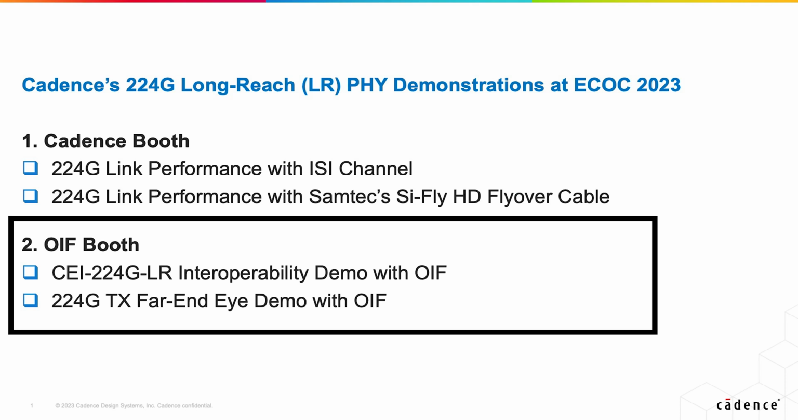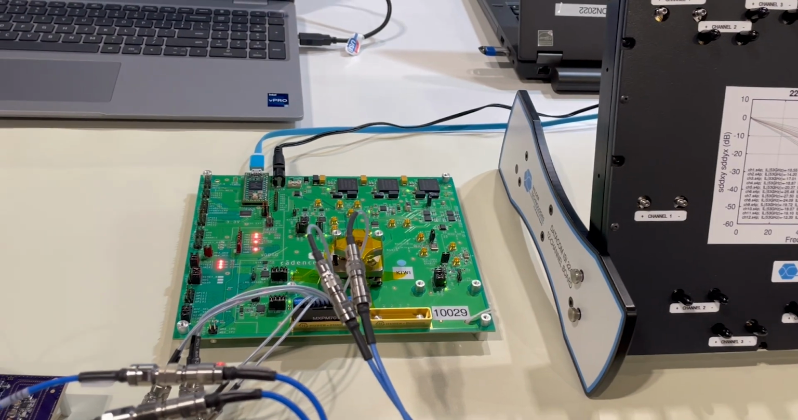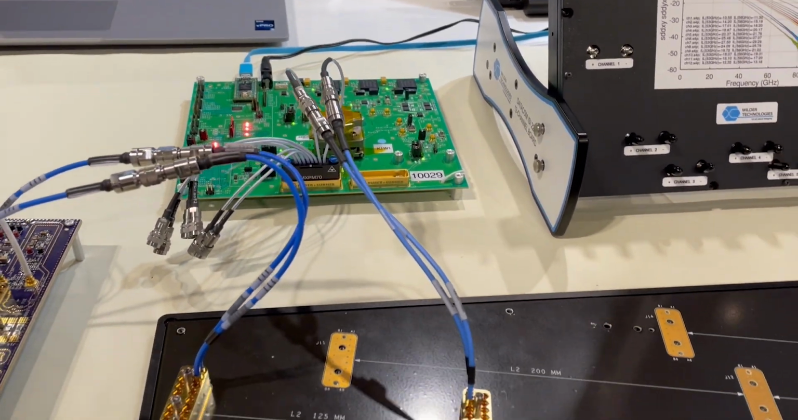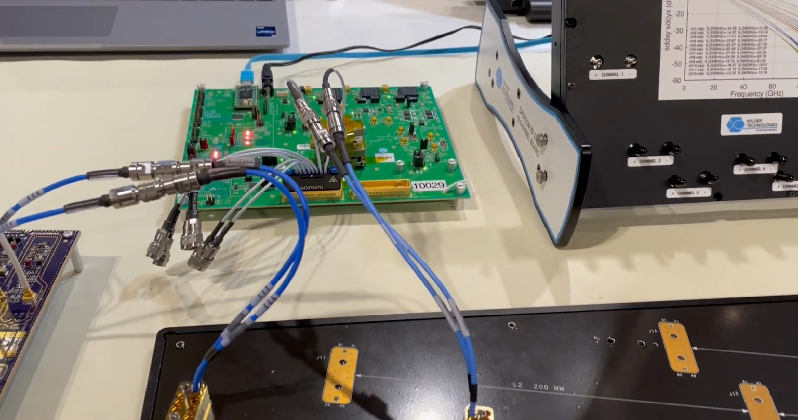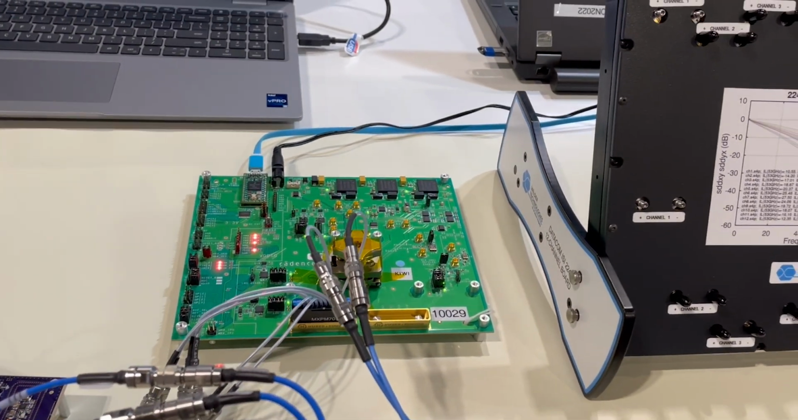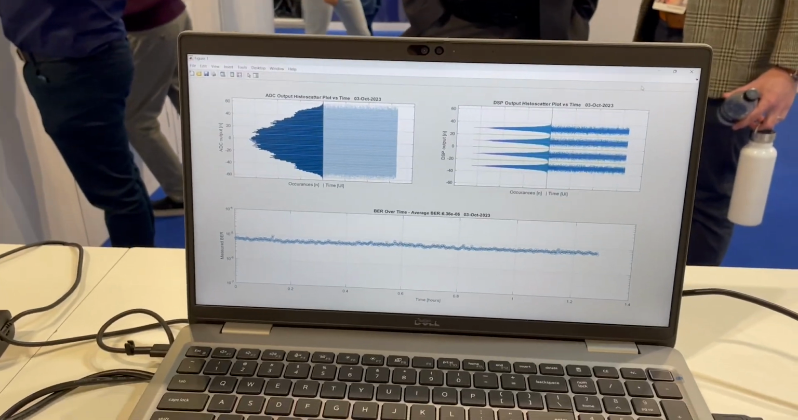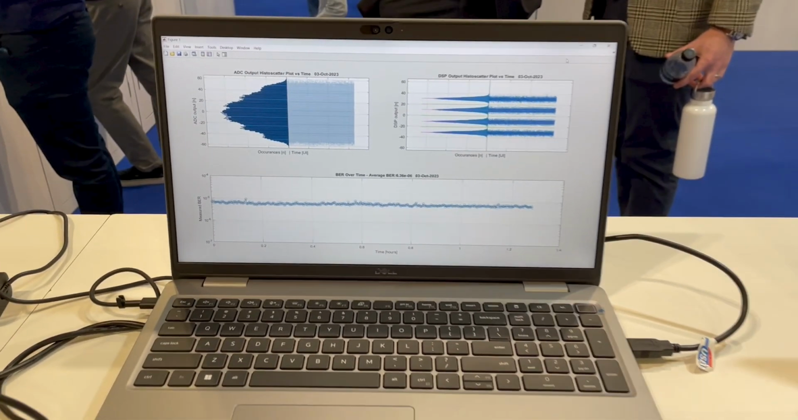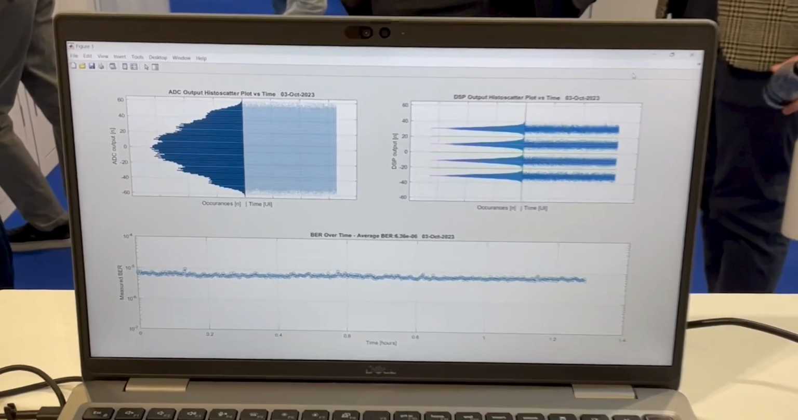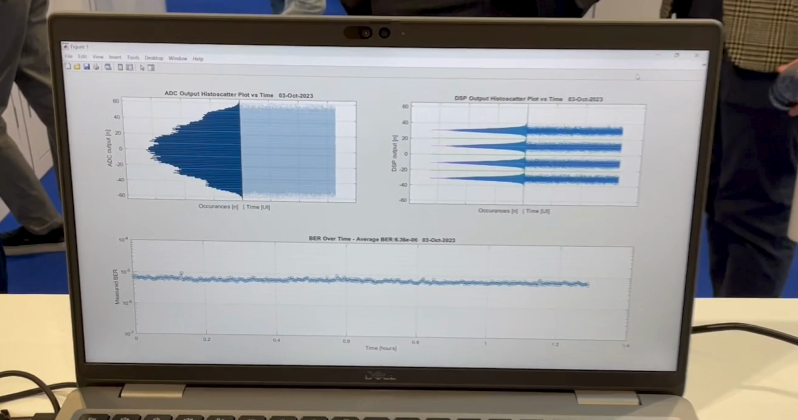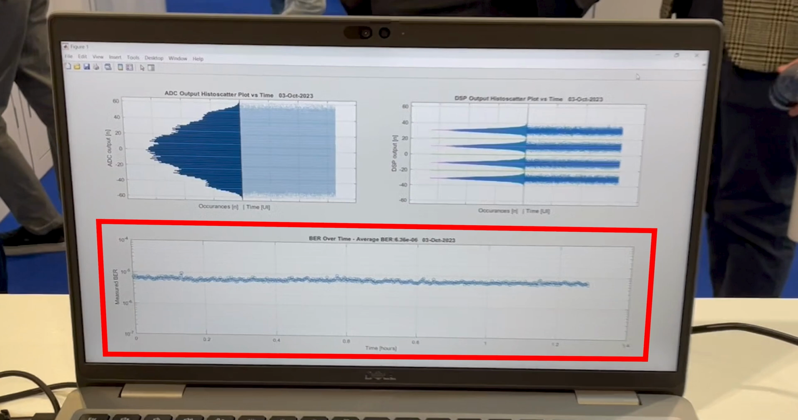The system link at the OIF CEI 224G VSR setup consists of multi-vendor silicon IP, including Cadence 224G-PHY IP. The electrical interface channel is formed using Semtech ISI. The interoperability system link BER running at 212.5 gigabits per second is exceeding the LR pre-FEC BER spec requirement.